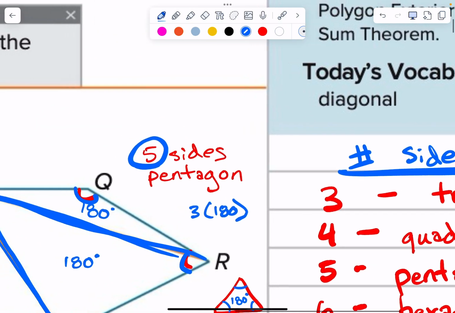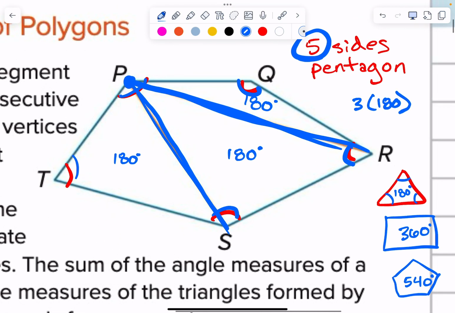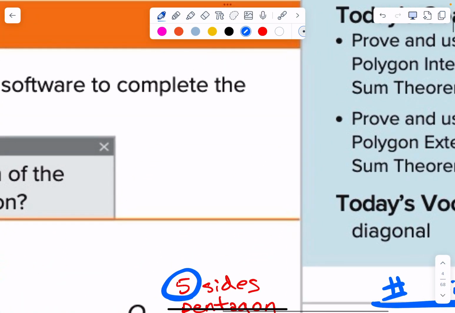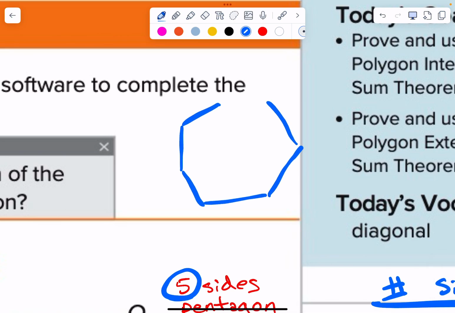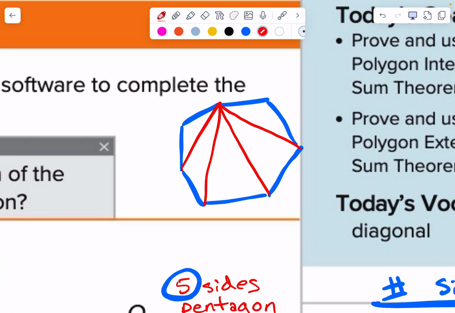Now, let's say I'm dealing with a 7-sided figure, or a heptagon. 1, 2, 3, 4, 5, 6, 7. That's a 7-sided figure. How many triangles will a 7-sided figure have? Not 7. 5. There's a triangle, a triangle, a triangle, a triangle. If it has 7 sides, it has 5 triangles.